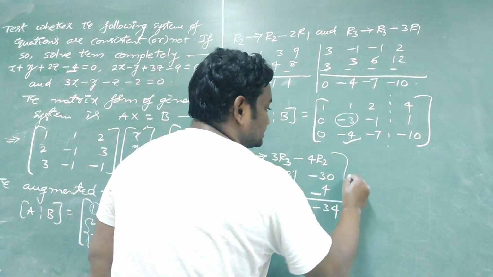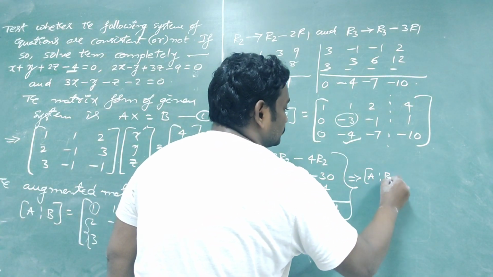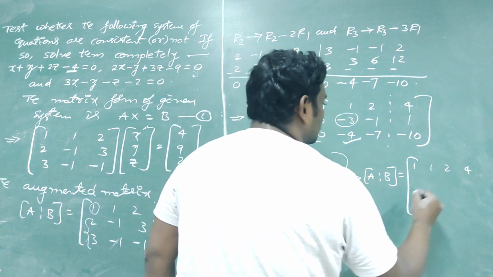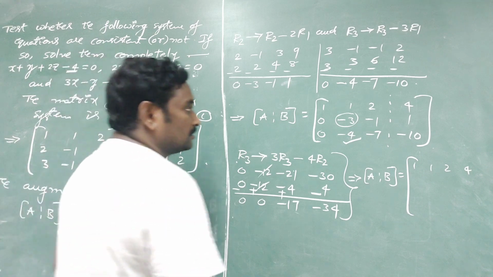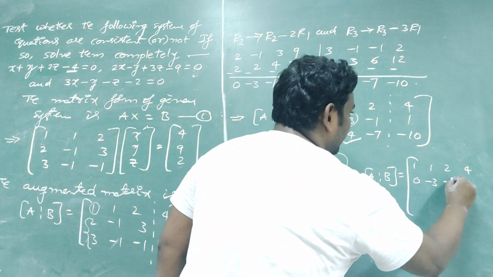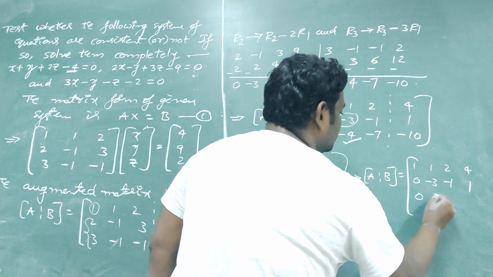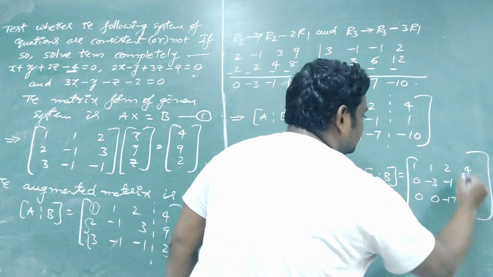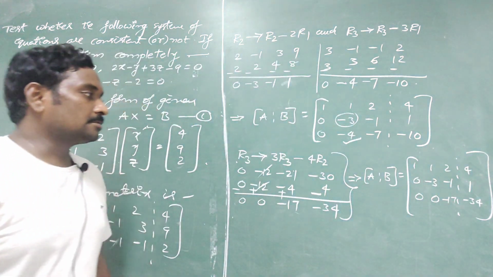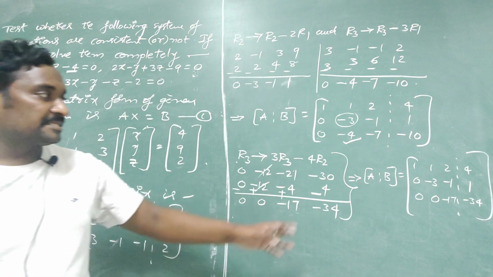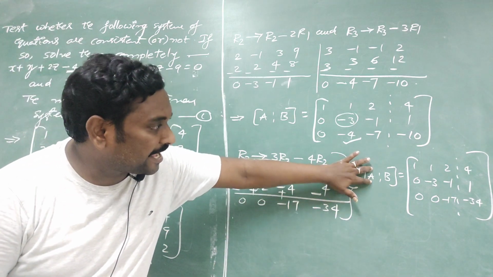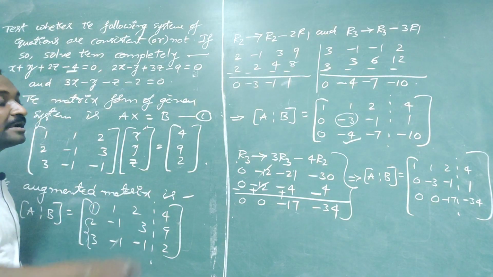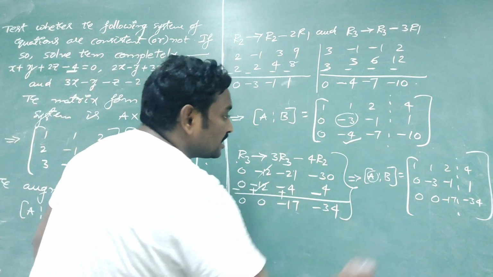So with this operation, above matrix AB becomes how? First two rows are same. 1, 1, 2, 4. 0, minus 3, minus 1, 1. 0, 0, minus 17, minus 34. Okay, so we are observing that augmented matrix AB and its internal matrix A are in echelon form now. If you reduce the augmented matrix into echelon form, automatically internal matrix A also gets the echelon form.